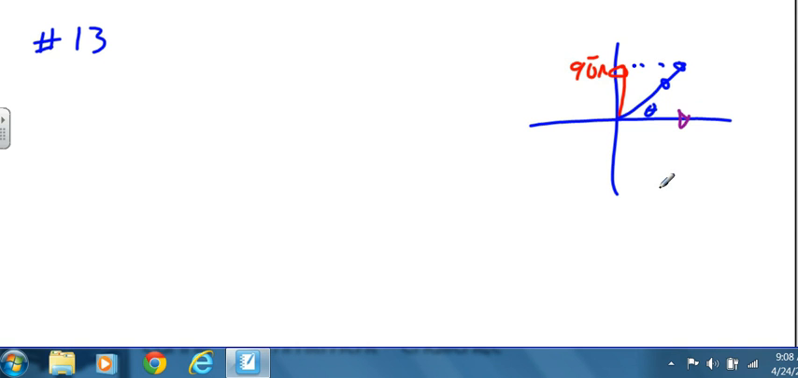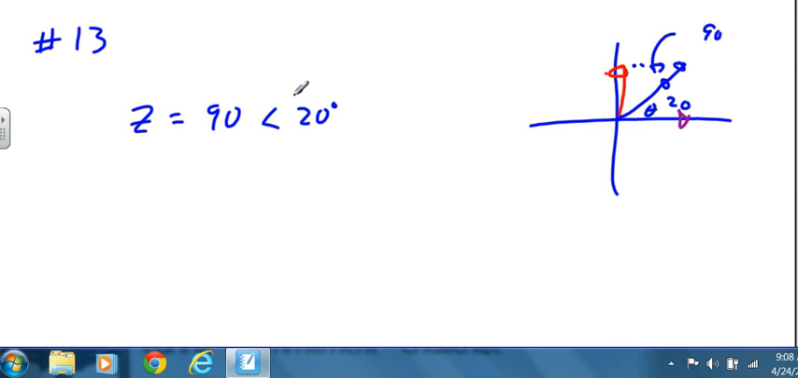Okay, so I got it drawn wrong. I don't know the inductive reactance. The 90 ohms is my impedance. So the impedance is 90 at an angle of 20. I know the angle is 20, and I know the impedance is 90, to two significant digits.